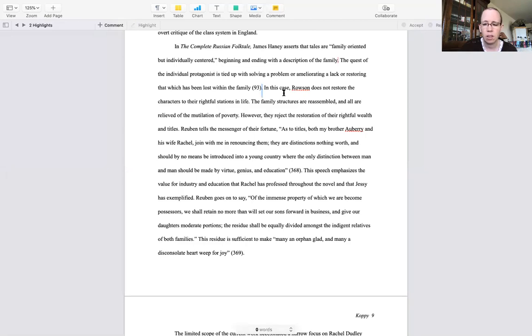So, highlight, scanning for another one. Highlight. You can do this in your own paper while I'm working on it over here in my paper.